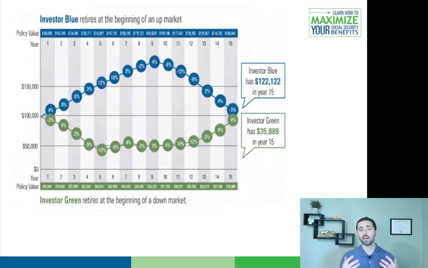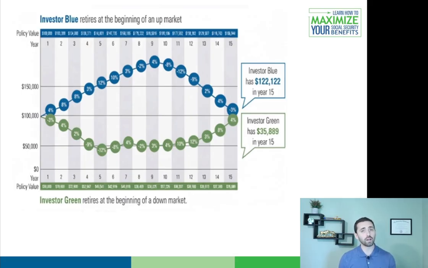Investor Blue has positive market returns in the first half of his 15-year cycle. In the second half, he experienced downturns. Whereas Investor Green has the exact opposite scenario. In the first half of their retirement, they have negative returns that are dwindling away their assets. And then in the second half, it'll flip to where they'll have the positive returns. And you can actually see this on the chart. For each of the 15 years, it shows a bubble of what that return is on the sheet.